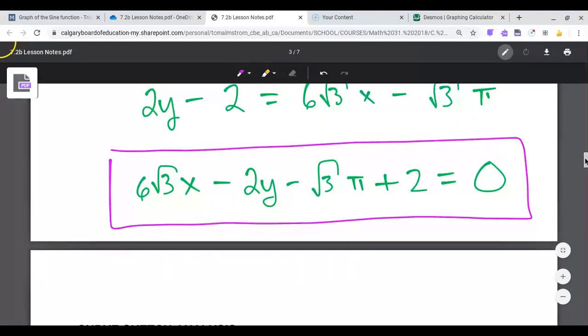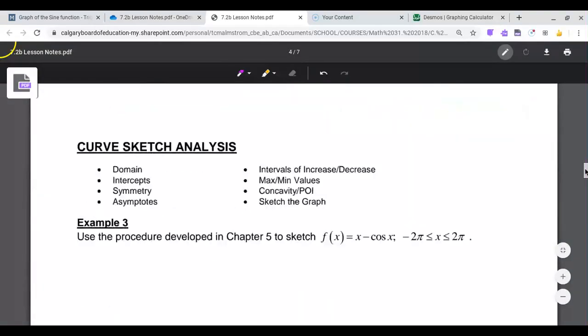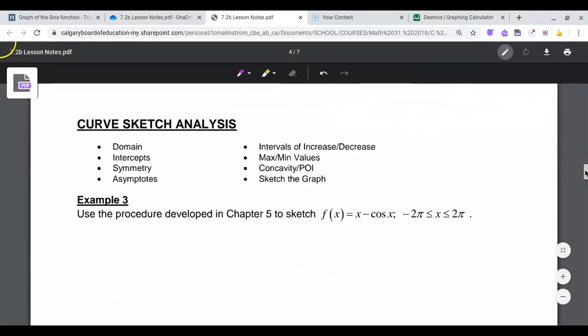Well done. Okay, the last piece is going to be our curve sketch analysis. So let's get started on this and see how we do. You might want to give this a try again on your own if you wish, and then see how far you can get. We're going to look at all 8 pieces. So we're going to use that procedure that you learned in chapter 5 to sketch f of x is equal to x minus cos x.